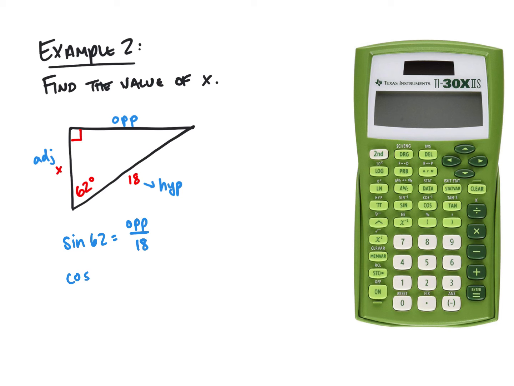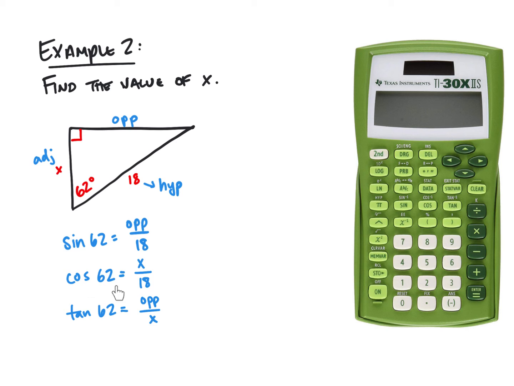I know that the cosine ratio for my 62 degree angle should be x over 18, because that's the adjacent over the hypotenuse. And I know that the tangent ratio for my 62 degree angle would be the opposite leg divided by x, the adjacent leg. So if I look at these three things, I'll notice that this one right here, I can actually solve. I can use some math strategies and figure out what this x would have to be so that the cosine of 62 is that number over 18.